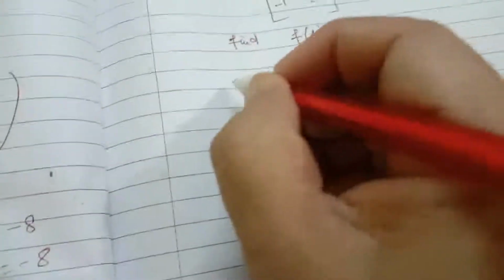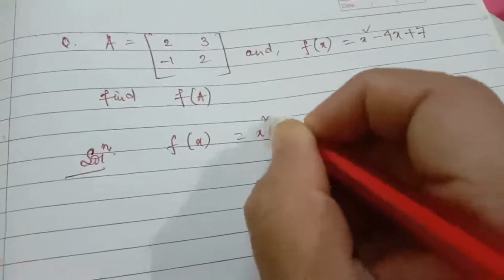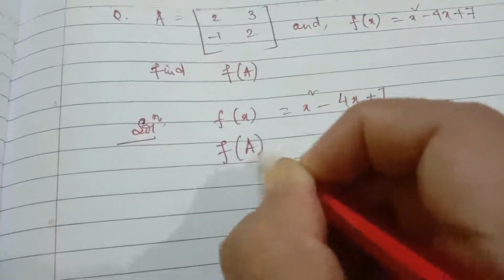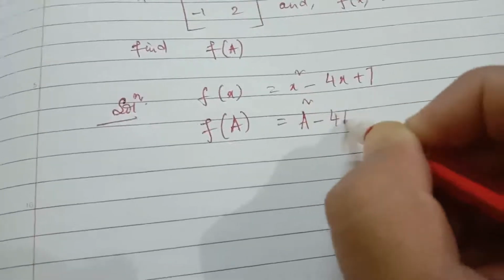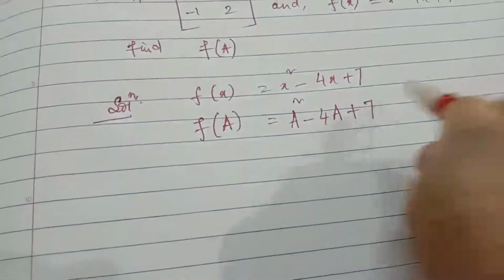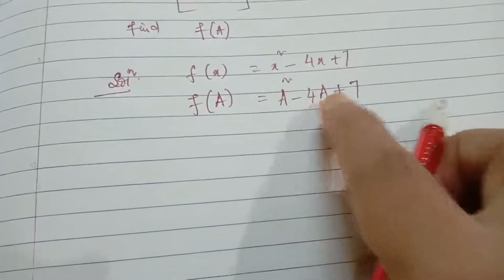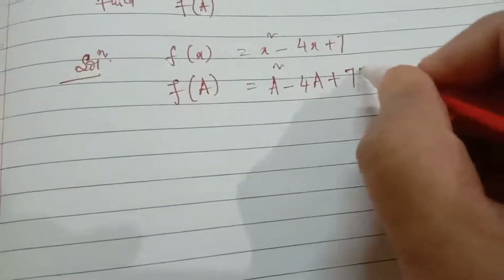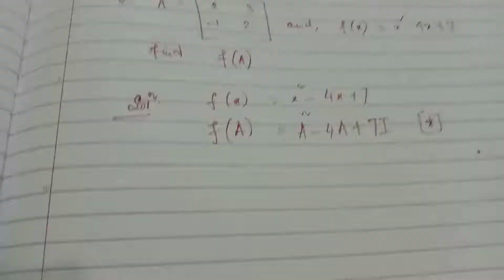The only thing is how to find f(A). You see, f(x) is equal to x square minus 4x plus 7. Here A is a matrix, so f(A) equal to A square minus 4A plus 7. But remember, A is a matrix, so these two are matrices, but this is a number. We cannot add a matrix with a number, and therefore we have to write this as 7I. This is the only important step here in this question.